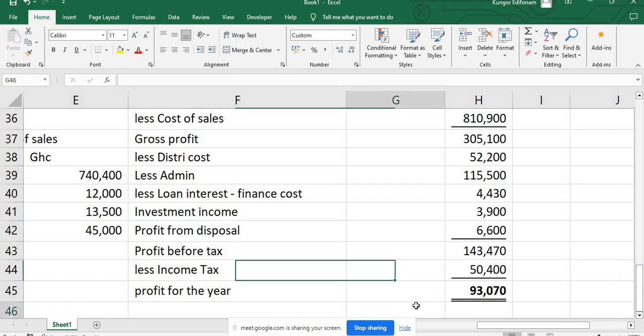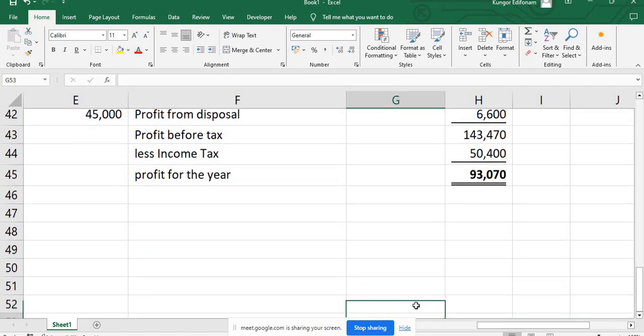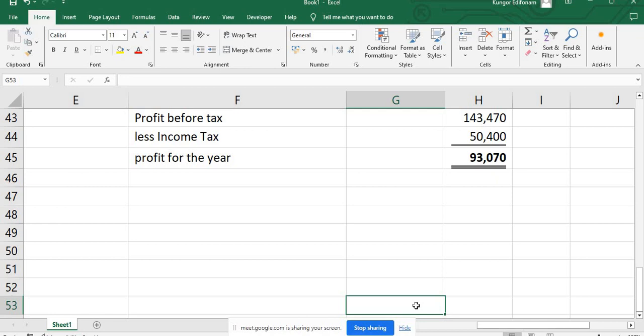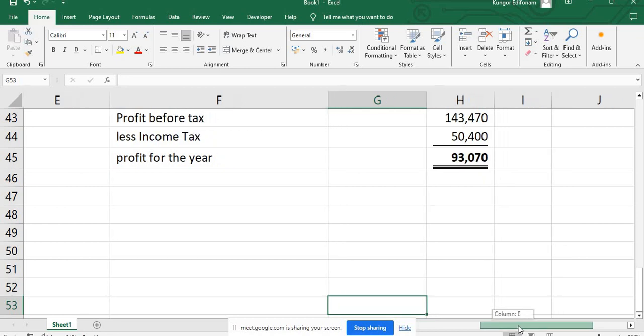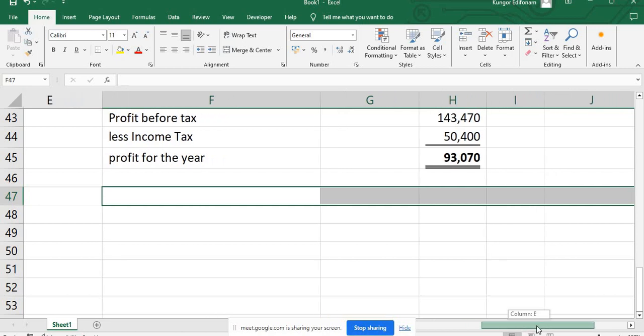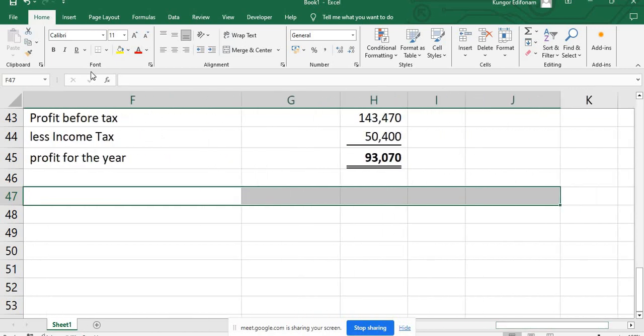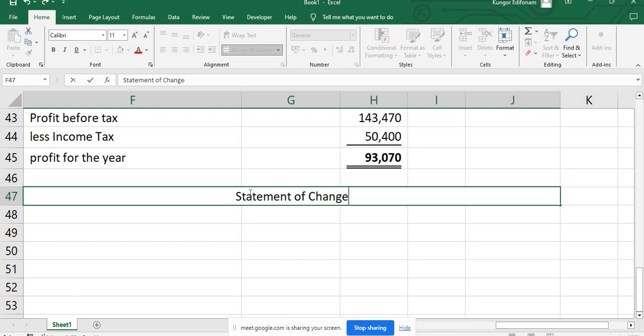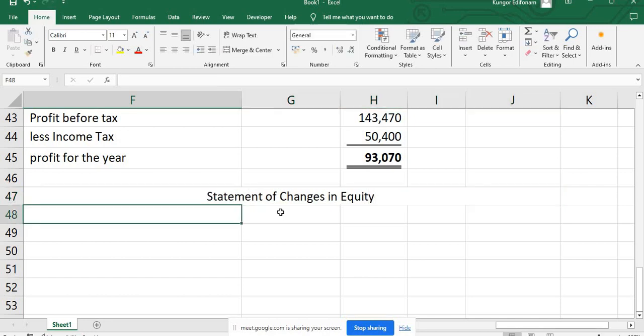So the next thing will be our statement of changes in equity. Statement of changes in equity is very simple. Okay, very simple. All right. So you just take the items which you have, the same items you have. That's what you are going to use. Okay. So let me see it here. Let me merge this side. Okay, so we have our statement of changes in equity. It's very simple.